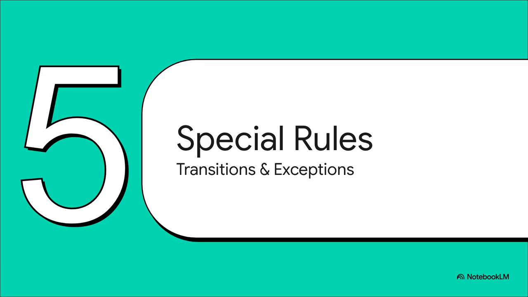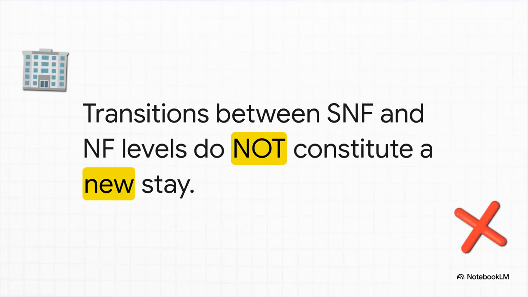Section 5. Special Rules and Transitions. Okay, here is an incredibly common pitfall that I see costing practices so much money in denials. Imagine a patient is in an SNF receiving intensive rehab, and they step down to a standard NF level of care, but they stay in the exact same physical building. Can you bill a shiny new initial admission code? Nope, absolutely not. The rule firmly states that transitions between SNF and NF levels of care do not constitute a new stay. You just continue using your subsequent care codes.